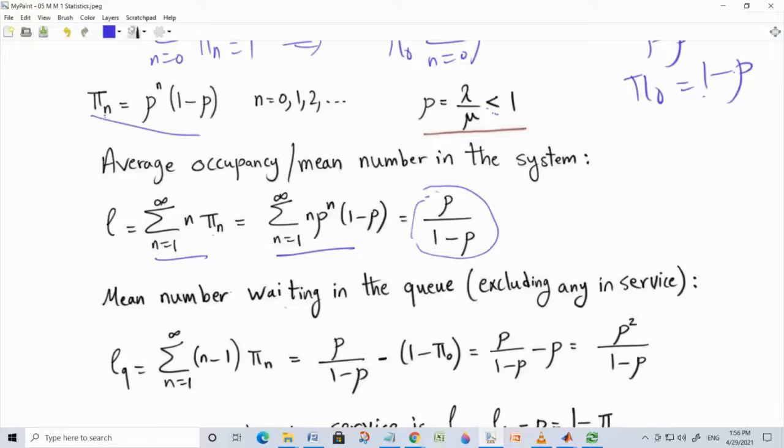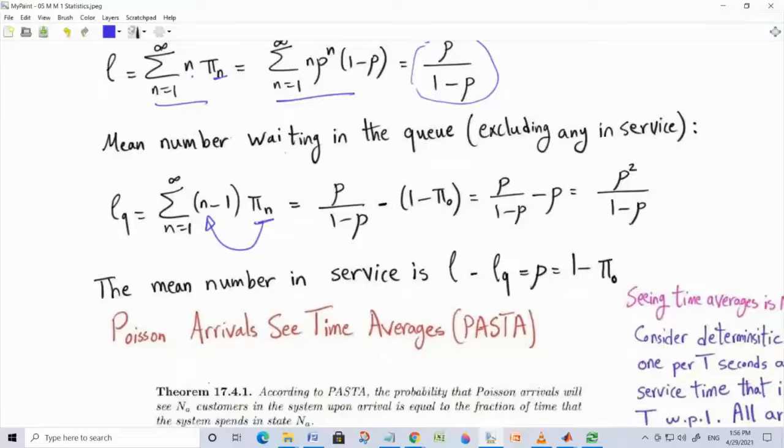Okay, so here, rather than multiplying by n, you multiply by n minus 1, because among the n customers in the system there is basically one in service, and the others are waiting. Perhaps you are just interested in those who are waiting. And the mean number in service will basically be the difference between these two quantities, and in our case here it will be rho, which is 1 minus pi zero. Okay, so any questions so far?